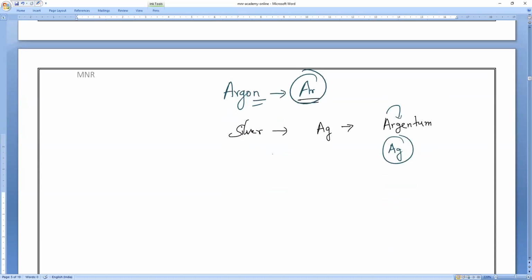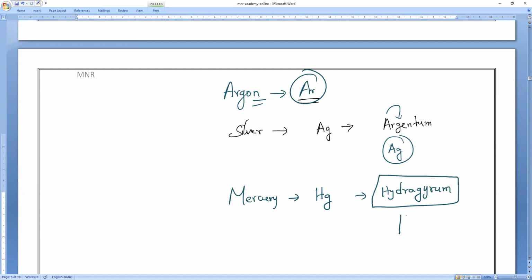You can take mercury. What is the symbol of mercury, everybody? Hg. Sir, how? It is not the second letter, not the third, not the fourth. They have chosen the fifth letter. It purely depends on IUPAC. Whatever the symbol is, they have taken the first letter and the fifth letter. So symbols are very, very important.